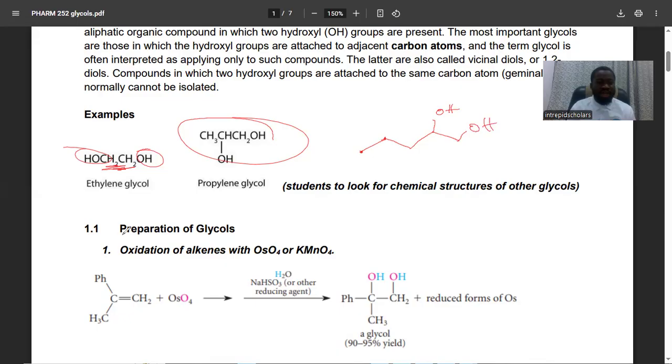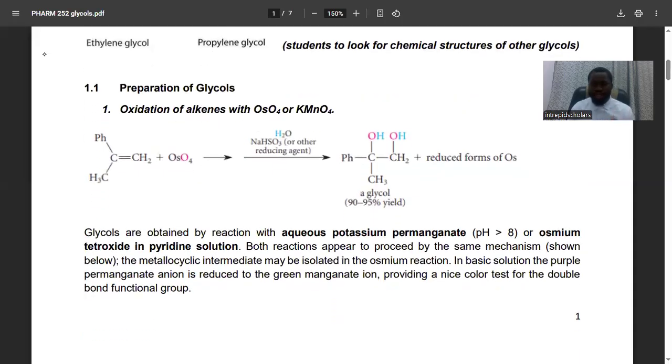So this is another example, just a point of information. Now let's go into what we are supposed to talk about. The first one is preparation. We'll talk about 2 different ways of preparing glycols, right? Now the first one is oxidation of alkenes with osmium tetraoxide or KMnO4. We can use both reagents, right?